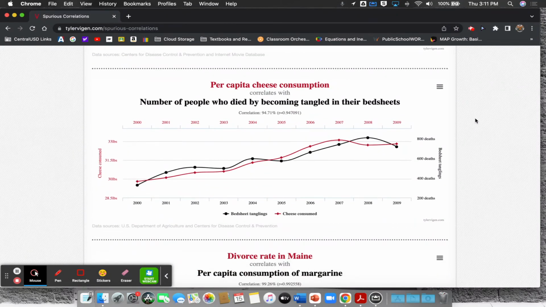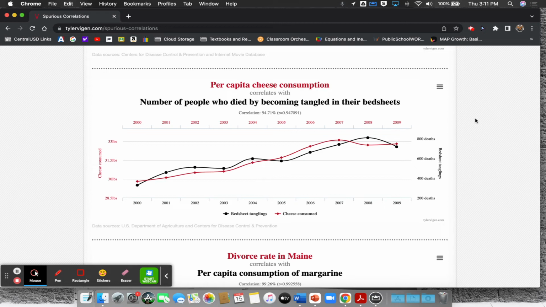Here's one. The number of cheese per consumption. How much people eat in cheese versus the number of people who have died by becoming tangled in their bed sheets. What's that? I'll post a link. They both seem to be positive. What the heck's going on?